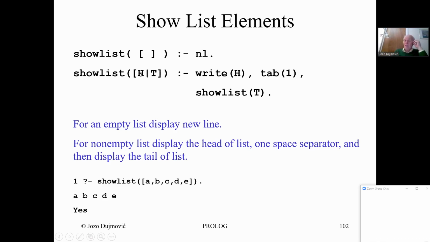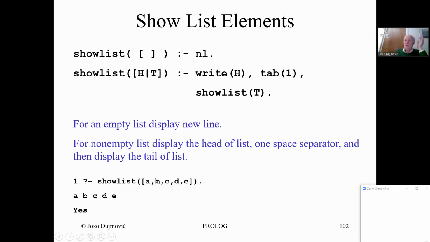Now, since we have this head that is separated from the tail, we are going to display the head. And head is going to be this A, and we are going to display this A. After displaying A, we are going to put one space, tab 1. So this is this space here between A and B. And then we have show list of the tail. And tail is B, C, D, E. So go here and take this list, B, C, D, E, and compare it with this empty list. It fails because it is not empty.